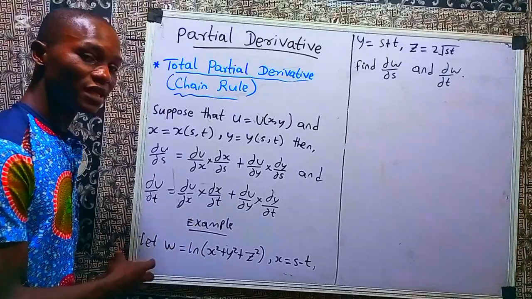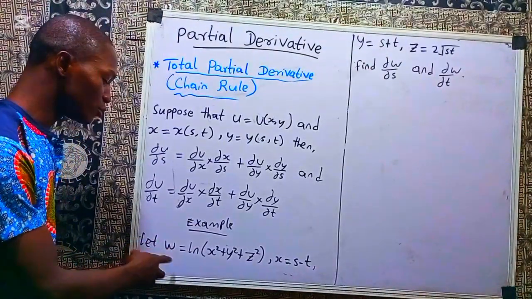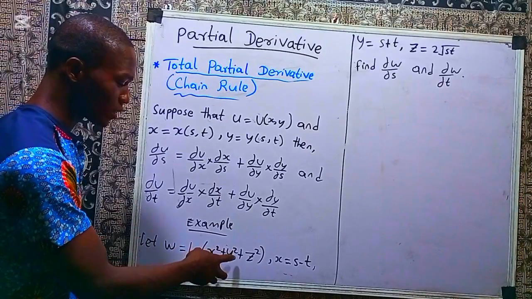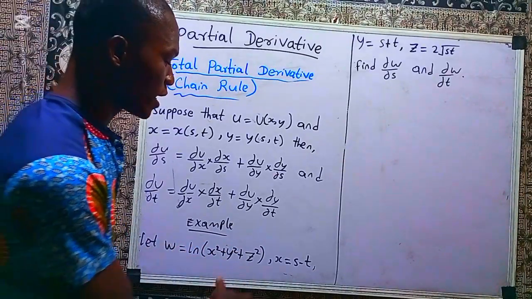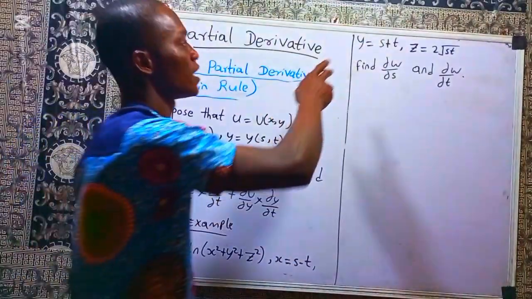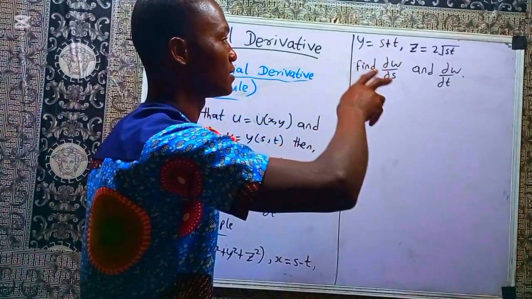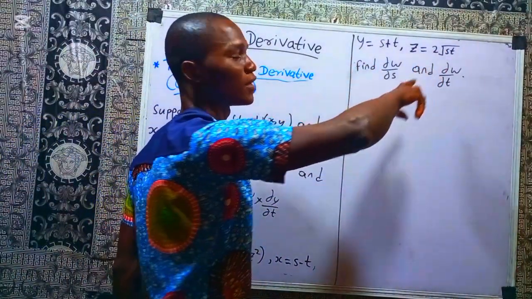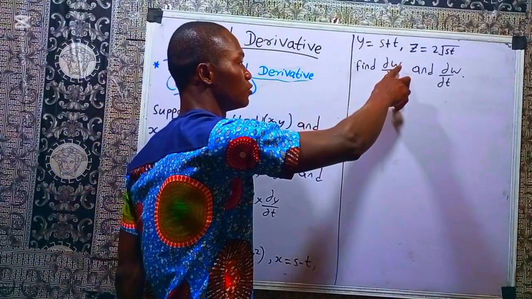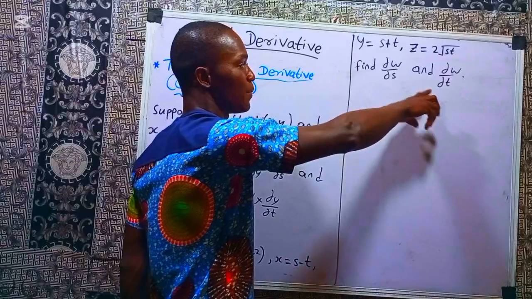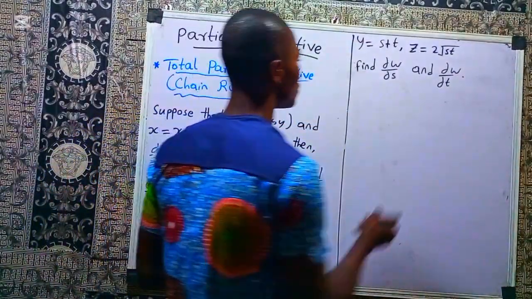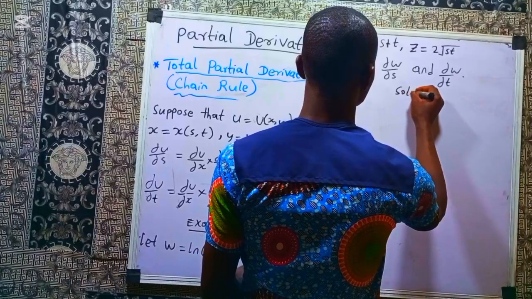So let's look at how we can apply this using an example. Example 1 says: let w be equal to ln of x squared plus y squared plus z squared, where x is equal to s minus t, y is equal to s plus t, and z is equal to 2 square root of st. We want to find partial w, partial s, and then partial w, partial t. So let's look at the solution to this problem.